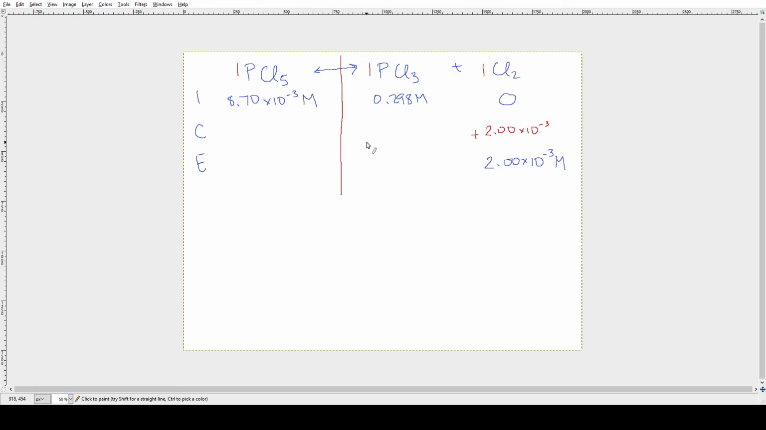So PCl3 is also going to be a positive addition here, 10 to the negative 3. We're adding 2 times 10 to the negative third. And here we are subtracting, because it's a reactant, because it's being consumed. So go ahead and plug that in your calculator and you will get these numbers. There's that. Here we'll have 0.300 molarity. All right.